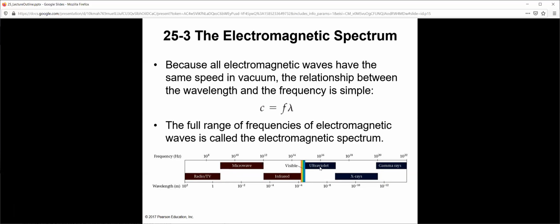UV is what we protect our skin from the sun from. Pretend that sentence made sense. X-rays, you know what those are, especially all you people being bio majors. And gamma rays, which is the Incredible Hulk, or in the real world, lots of gross cancer.